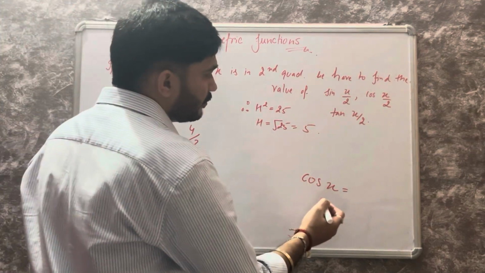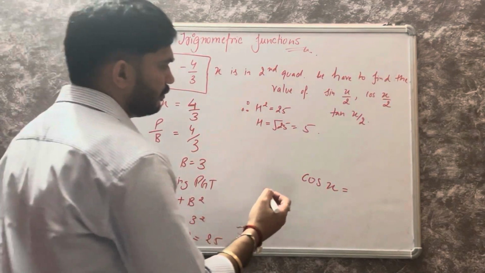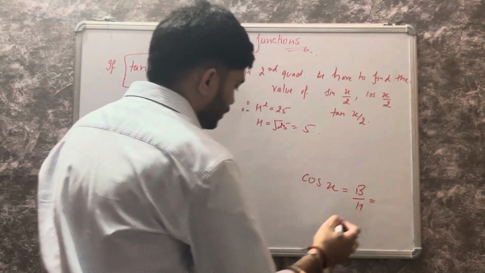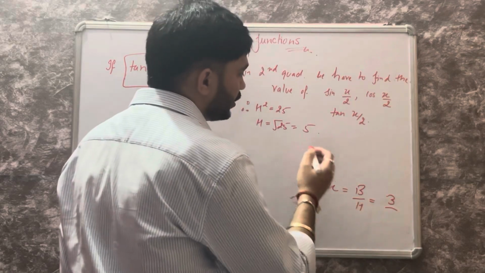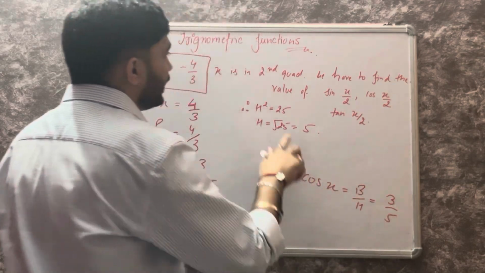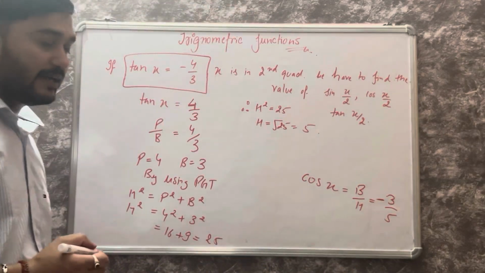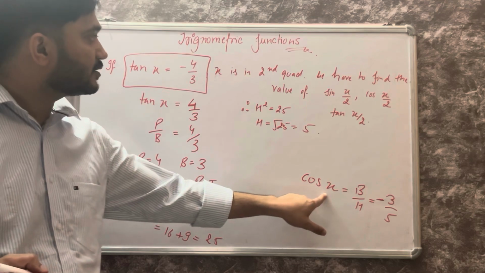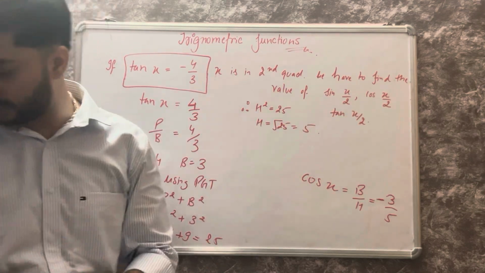So we are going to find the value of cos x. What will be the value of cos x? It will be base upon hypotenuse. What is the value of base? 3. What is the value of hypotenuse? 5. And it is in the second quadrant, so the answer will come in negative. Okay, since we have found the value of cos x, we are going to find the value of sin x by 2, cos x by 2, tan x by 2.